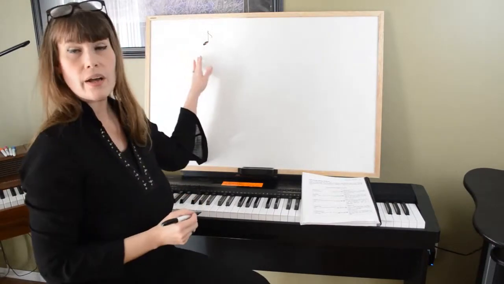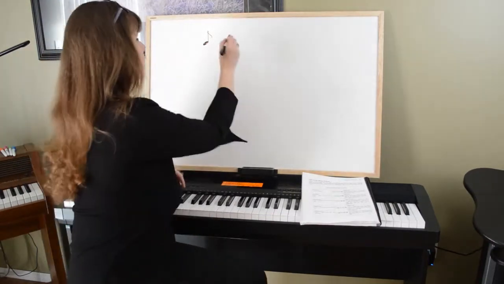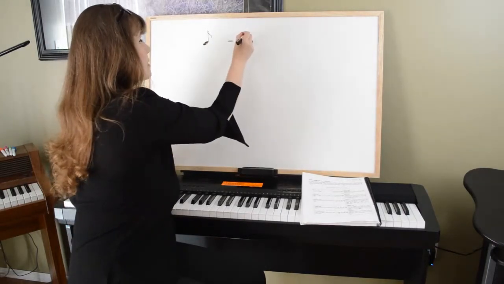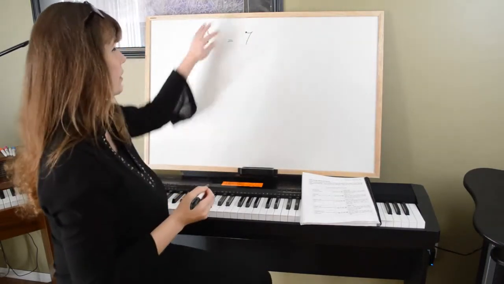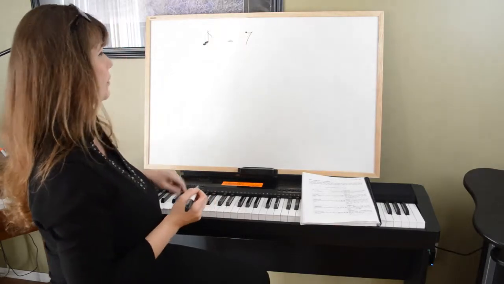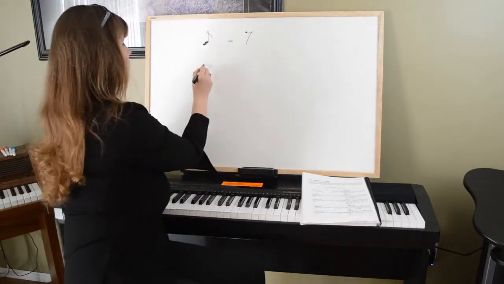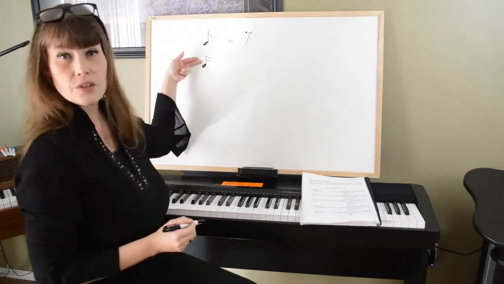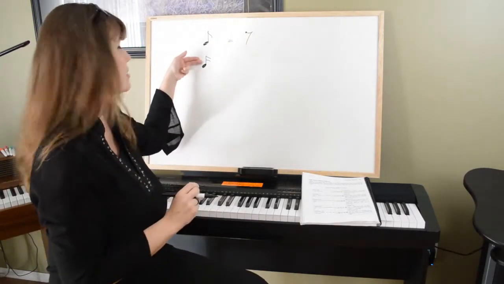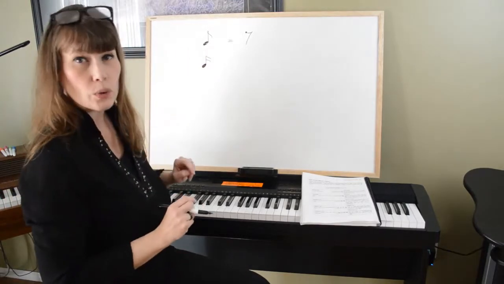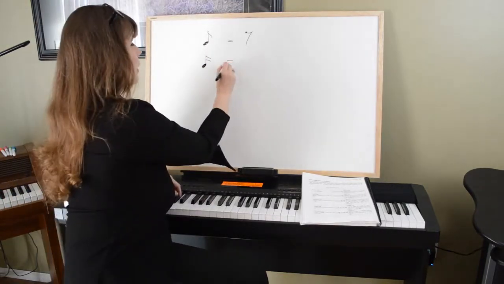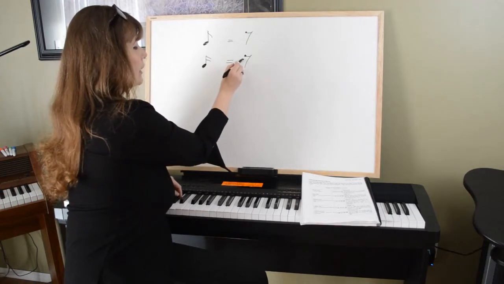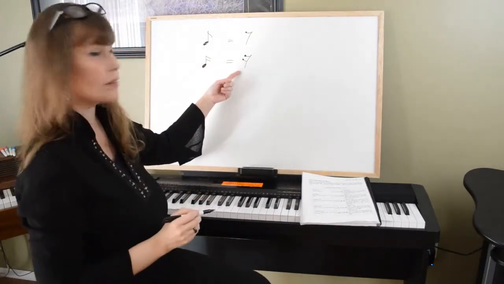Eighth notes also have an equivalent rest, part of the same family. So an eighth note rest looks like that, a little dot and a bit of a flag there. Now if I have a 16th note, and a 16th note, as you recall, had two flags on its stem, and I wanted its equivalent rest, I would need two flags on my rest as well.